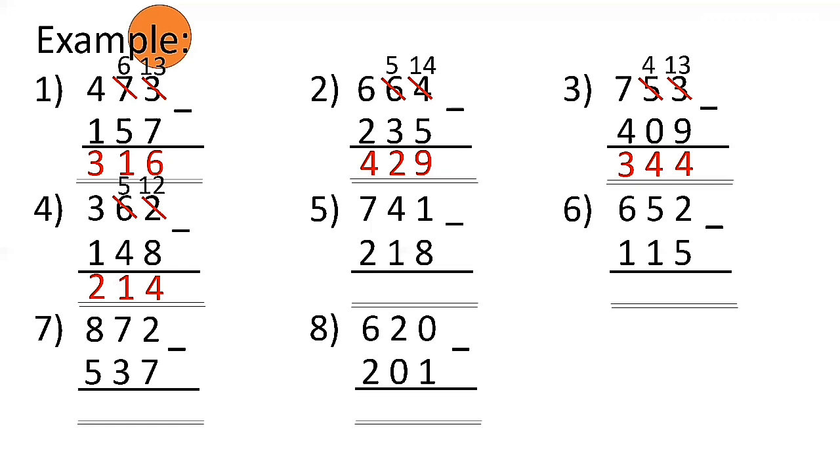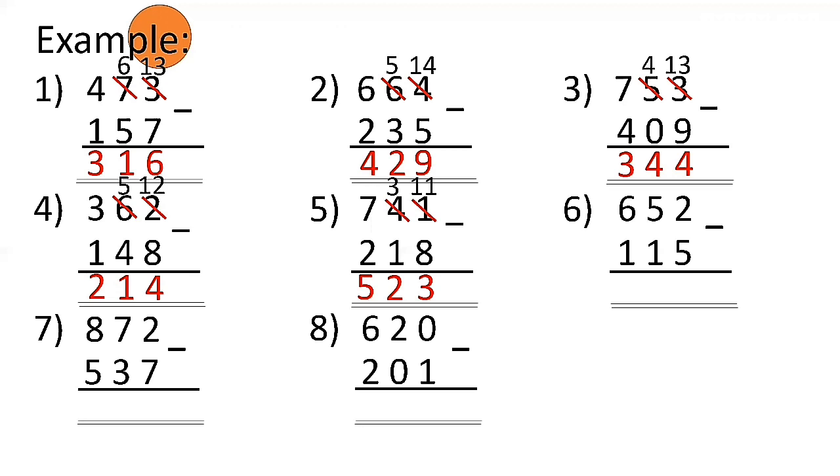Number 5, 741 minus 218. We cannot subtract 1 by 8, so we need to borrow in the tens place. Cancel 4 becomes 3, and 1 becomes 11. 11 minus 8, that is 3. And 3 minus 1, that is 2. And 7 minus 2, that is 5. And our answer is 523.